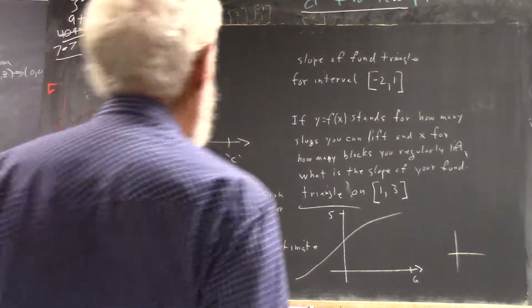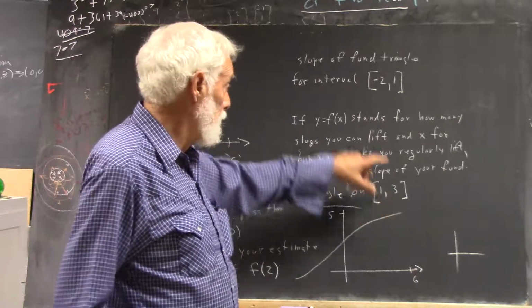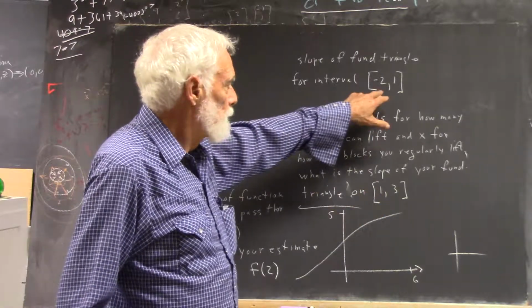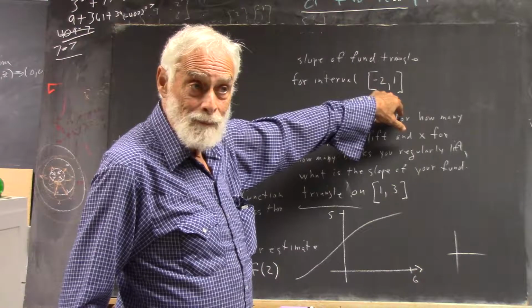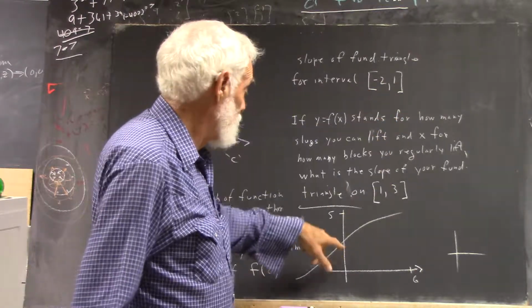Okay. Now, I made a little change here. We specify the triangle to be 1, 3, because the only triangle we had was the one for -2, 1, and lifting -2 blocks doesn't make any sense. Okay?